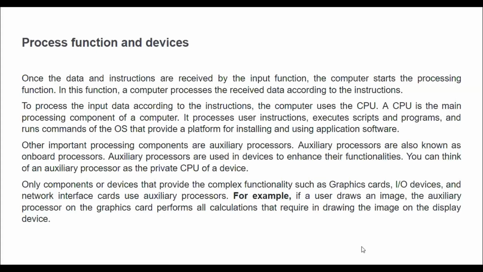Only components or devices that provide complex functionality, such as graphics cards, I/O devices, and network interface cards, use auxiliary processors. For example, if a user draws an image, the auxiliary processor and the graphics card perform all the calculations required to draw the image on the display device.